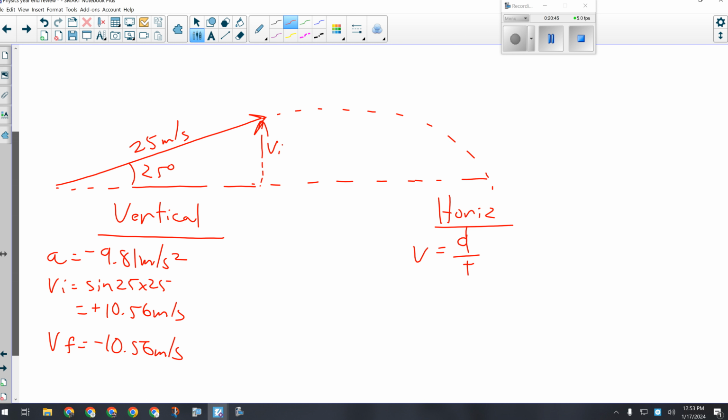Horizontally, I need to get the horizontal velocity. So v horizontal is going to be the adjacent side, or the x component of that. For that I'm going to go cos of 25 times 25 meters per second.